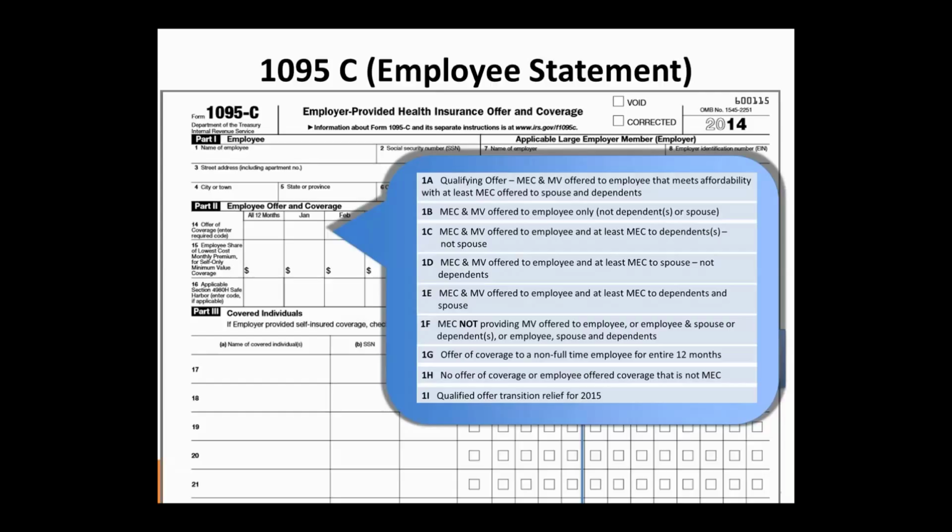Most commonly used, of course, are going to be 1B through 1F. That's just that you offer minimum essential coverage. You can see they're tied into the tiers: if you offer employee only, not dependents, or dependents and spouse. One thing I want to point out: if you see all of this area, it's definitely tied to benefits enrollment.